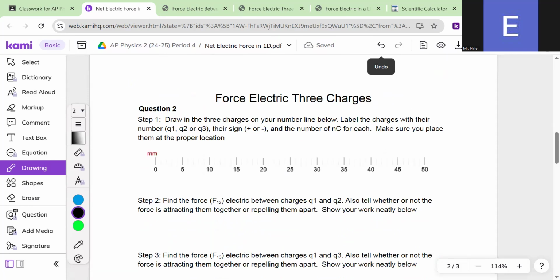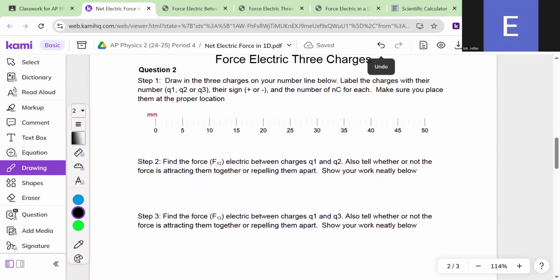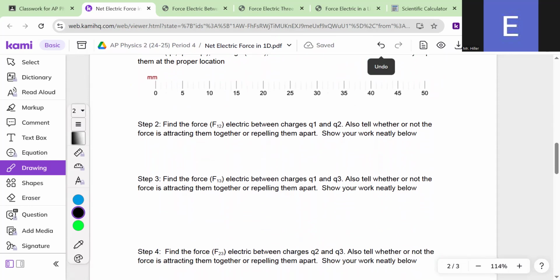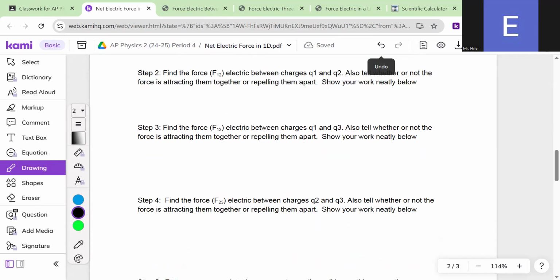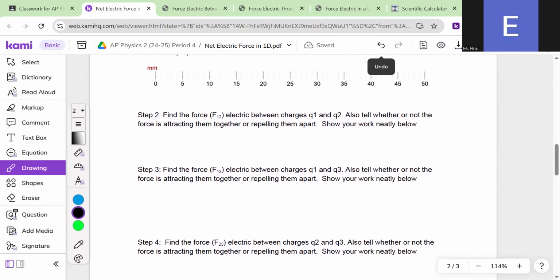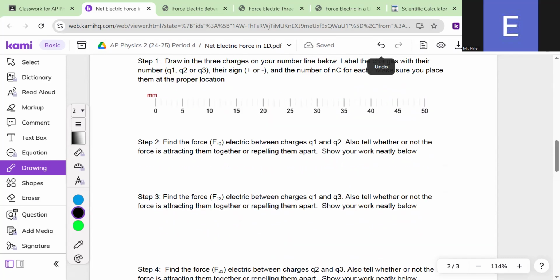In question 2, we now have 3 charges. Okay, first we're going to label them. In step 2, we're going to find the force of charge 1 acting on charge 2. In step 3, we're going to find the force of charge 1 acting on charge 3. And then finally, step 4, we're going to find the force of charge 2 acting on charge 3. So we're just going to basically calculate the electric force between 2 different charges 3 times.